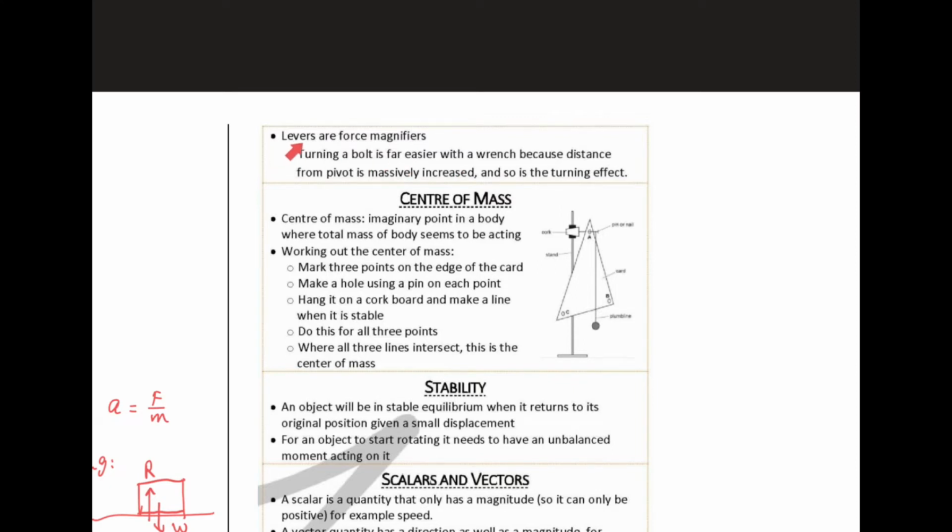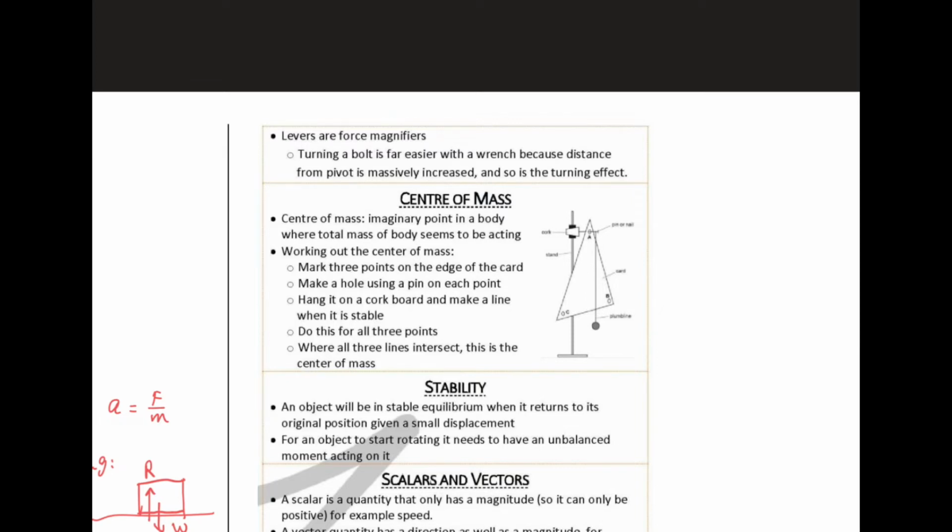and then it is easier because this is the lever system, where the distance from the pivot is increased, and then the turning effect is increased also. That means the moment is increased. So this is what I mentioned just now. Okay. Now let's move on.